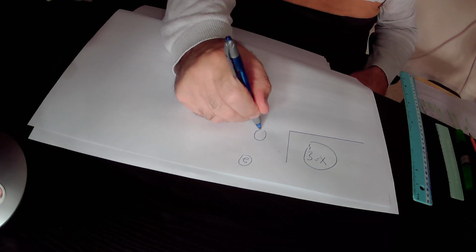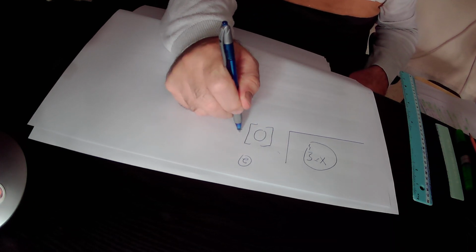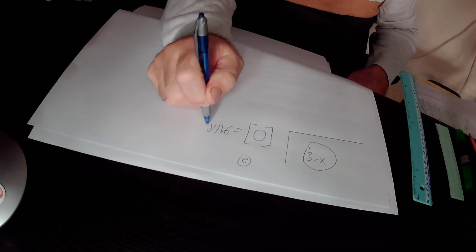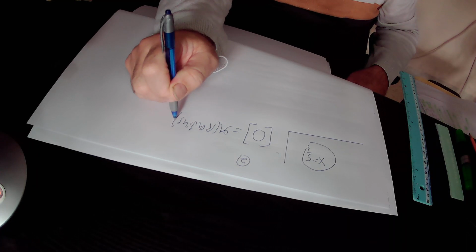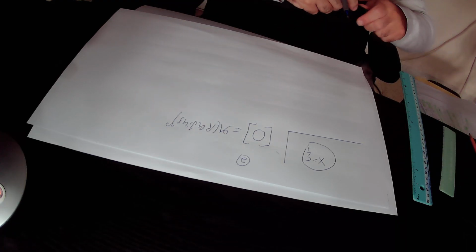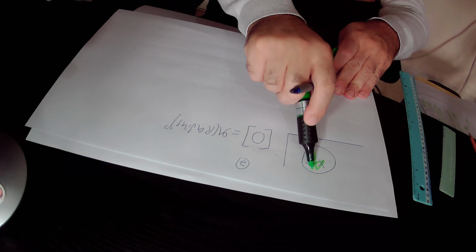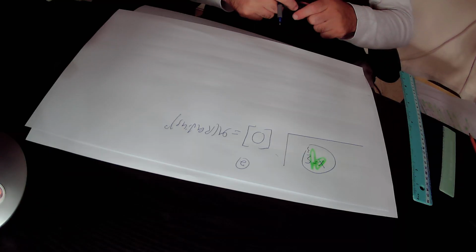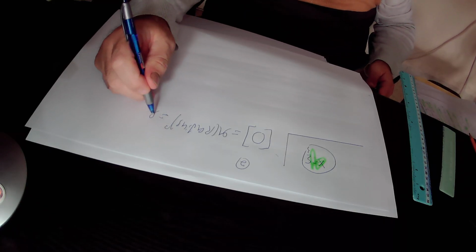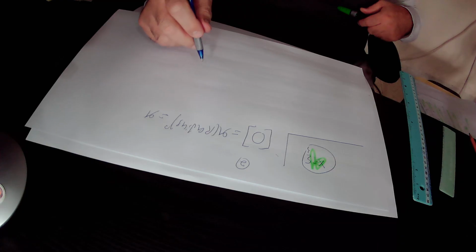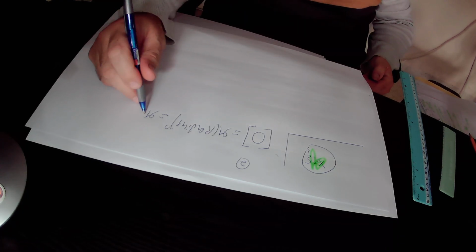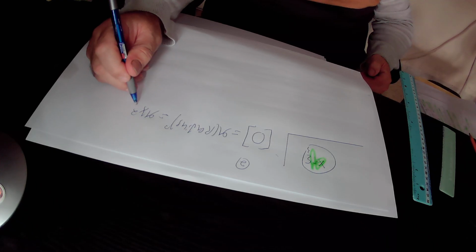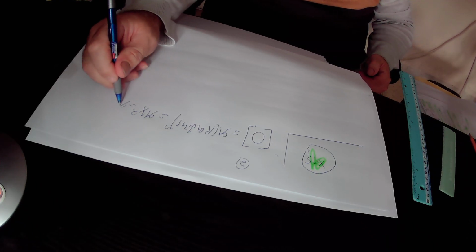Actually, we know that the area of any circle is equal to pi times the radius of the circle squared. Therefore, the area of our circle must be equal to pi times the radius of our circle squared. The radius of our circle is x, and therefore the radius squared is x squared. So in total, the area of our circle must be equal to pi times x squared.